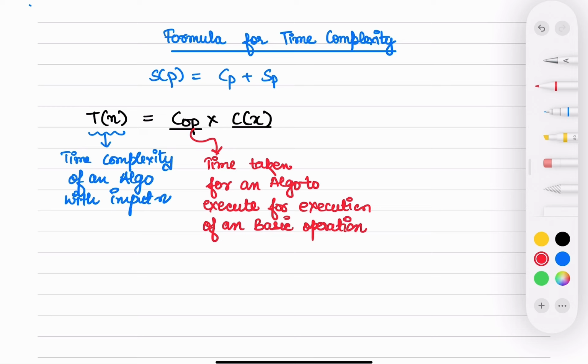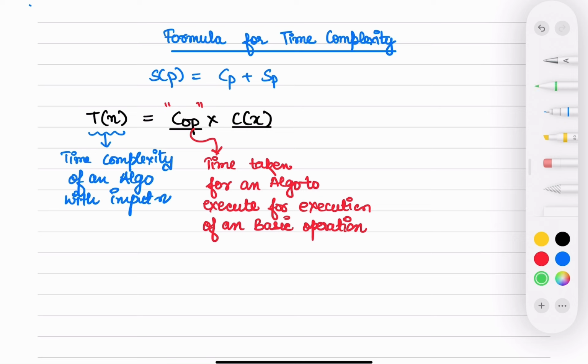For example, the summation of a plus b, which is a basic operation for an addition algorithm, takes 5 minutes for performing one. I'm just giving a hypothetical situation. So it takes 5 minutes to do a plus b, and this is what C_op will be. So it's a constant time, or the time taken for an algorithm to execute a basic operation.